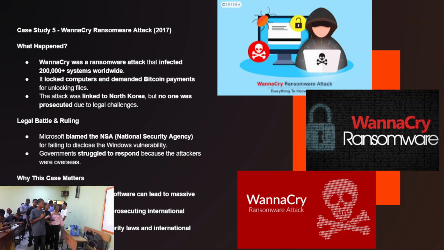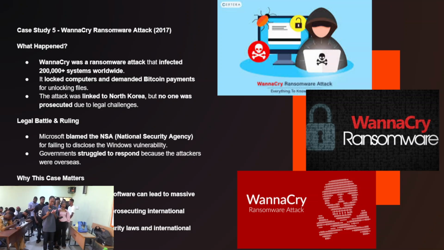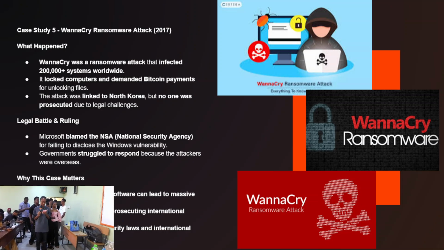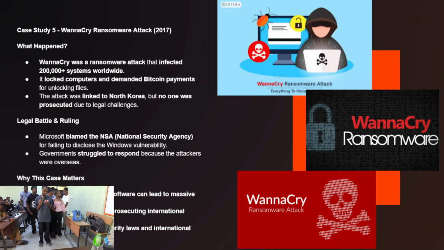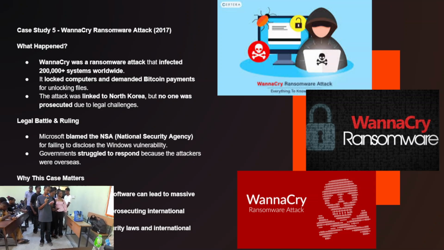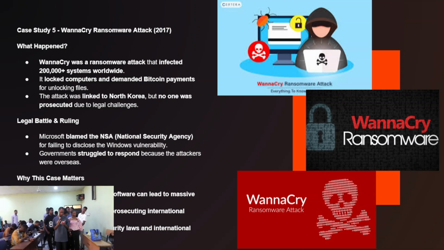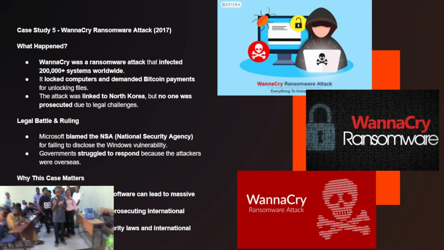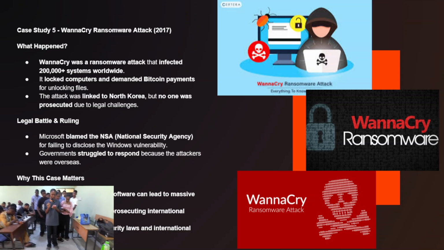Legal battle and ruling. Microsoft blamed the National Security Agency, NSA, for failing to disclose the Windows vulnerability. Government struggled to respond because the attackers were overseas. Why does this case matter? One, it showed how unpatched software can lead to massive cyber attacks. Two, it exposed the difficulty of prosecuting international cyber criminals. Three, it led to stronger cybersecurity laws and international cooperation.